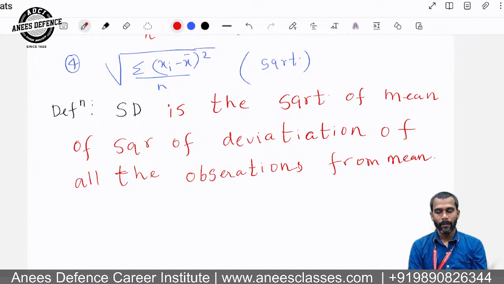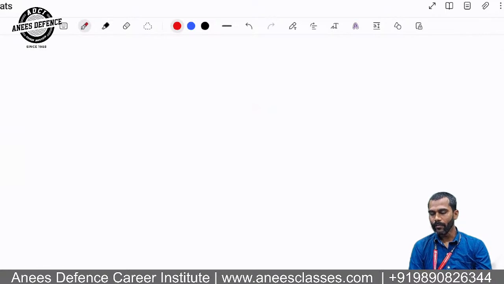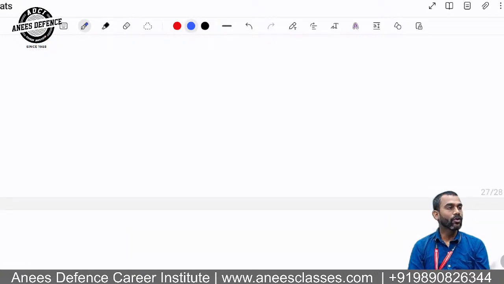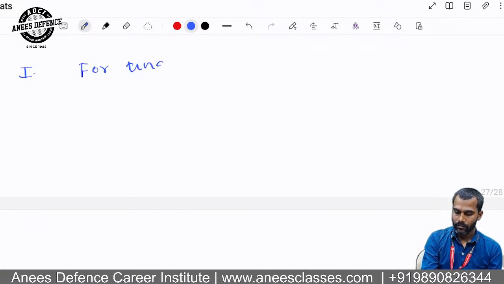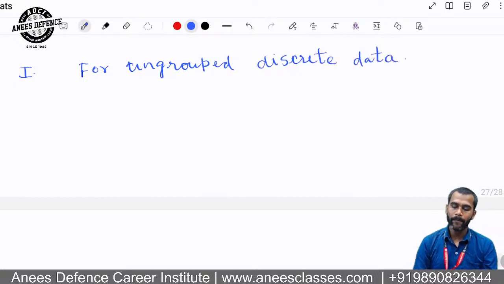Understood? Shall we take one example? Yes. Let me write all those formulae first, then we'll take one example, then we'll end the session. So two formulas for ungrouped discrete data. Case number 1, for ungrouped discrete data.